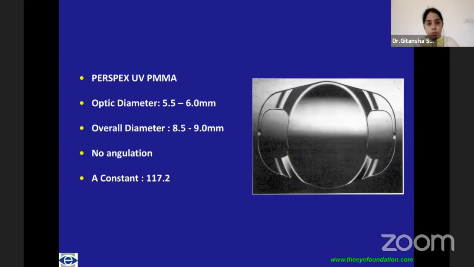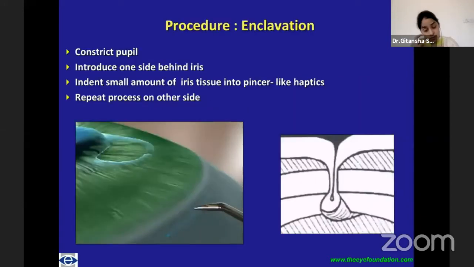This is a non-foldable UV PMMA lens. It does require either a scleral tunnel or a larger corneal incision of about 6 millimeters or so for the insertion, with an overall diameter of around 9 millimeters. The A constant varies from 115.8 to 117.2, depending on whether the enclavation is done anterior or at the posterior iris plane. So the procedure is very simple.